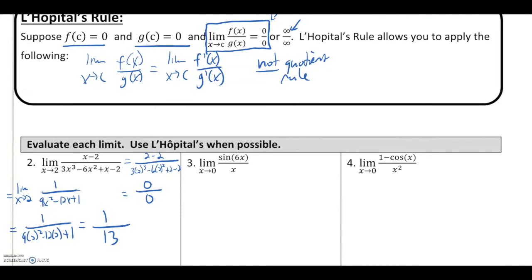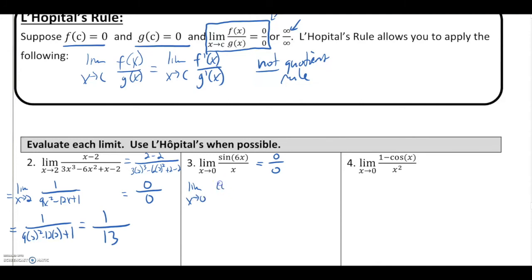So let's try applying this in a situation where certainly we wouldn't be able to do anything like factoring or any sort of algebraic manipulation. The limit as x approaches 0 for sine of 6x over x. That is definitely going to be a 0 over 0 case, because you'd have sine of 0, which is 0. So we're going to try to apply L'Hopital's rule.